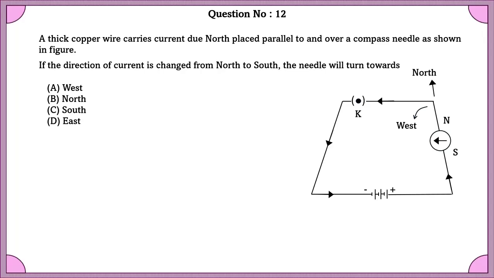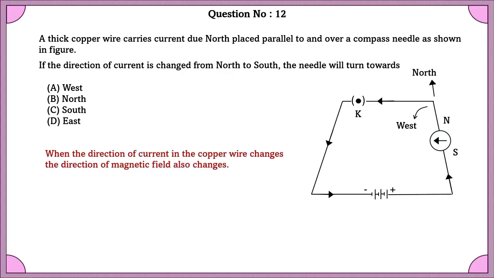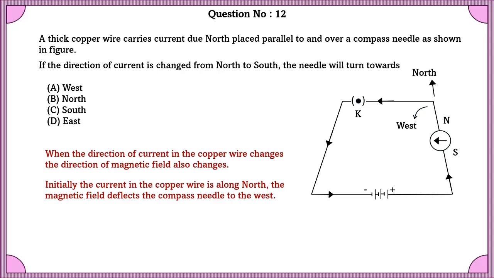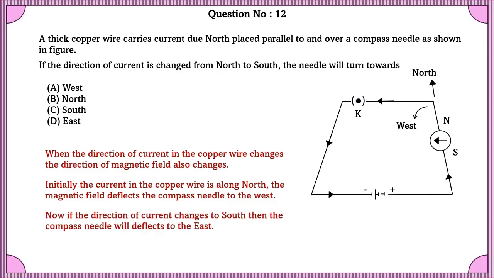as shown in the given figure. If the direction of the current is changed from north to south, the needle will turn towards. When the direction of the current in the copper wire changes, the direction of the magnetic field also changes. Initially, the current in the copper wire is along north. The magnetic field deflects the compass needle to the west. Now, if the direction of the current changes to south, then the compass needle will deflect to the east.